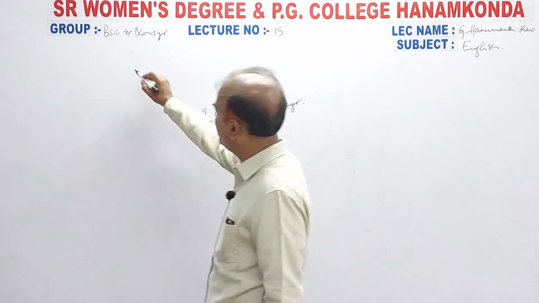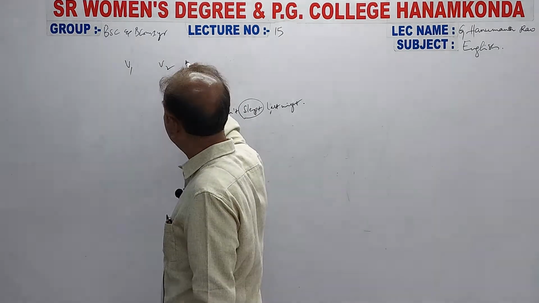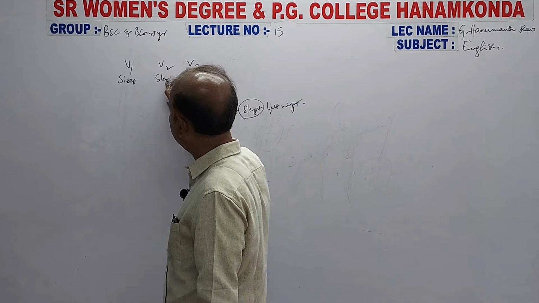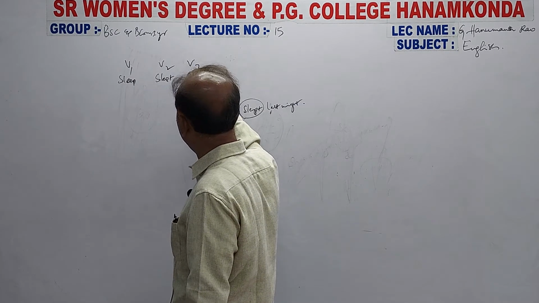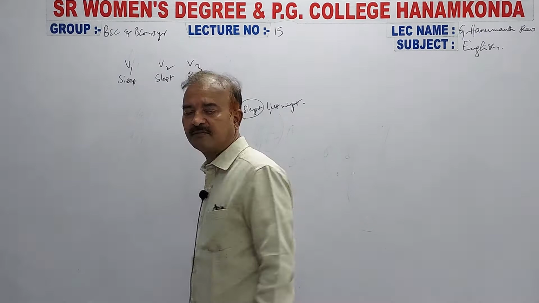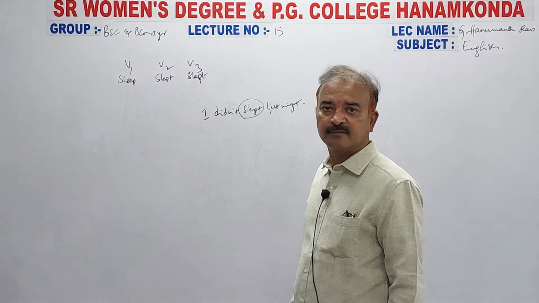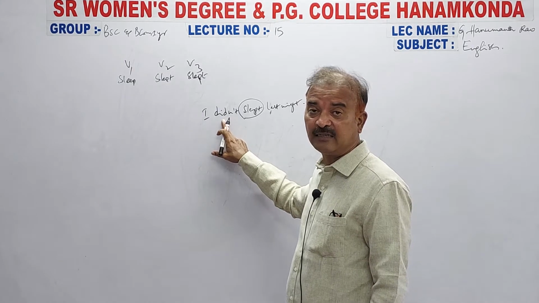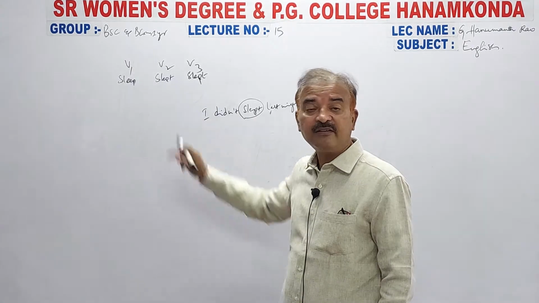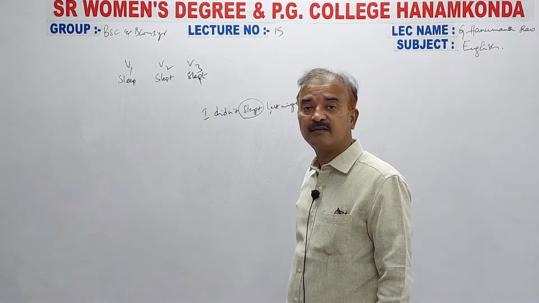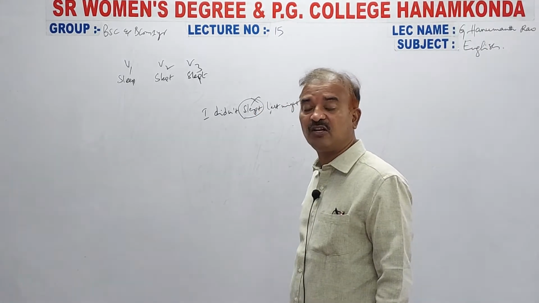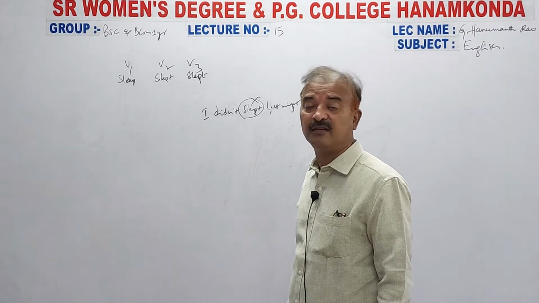Because check this one: present tense is sleep, past tense is slept, past participle is also slept. And check this one, did is past tense, I already told you: do, did, done. And slept is also past tense. So a double past tense in one sentence is totally wrong, not acceptable.